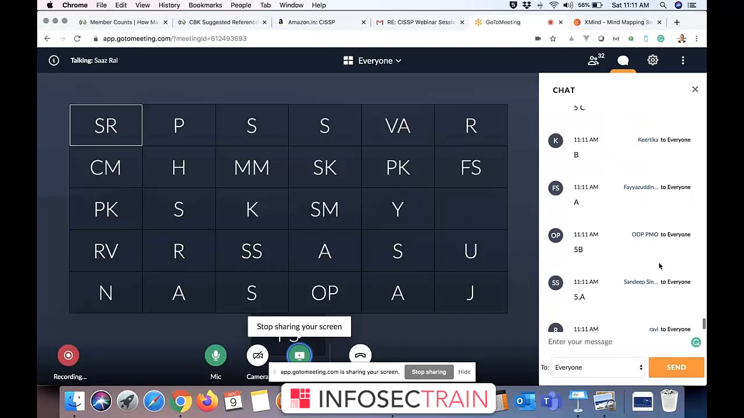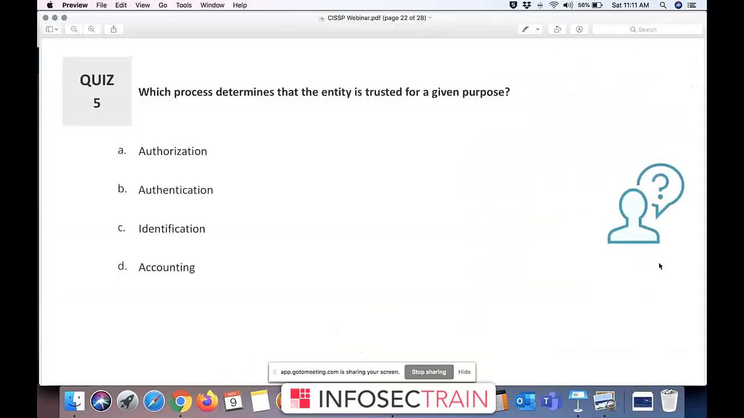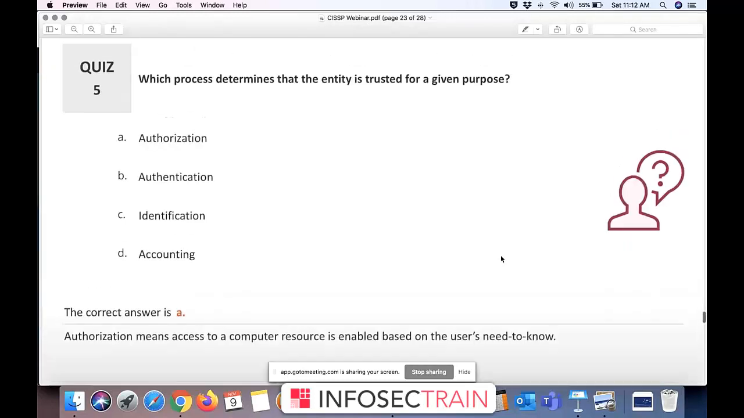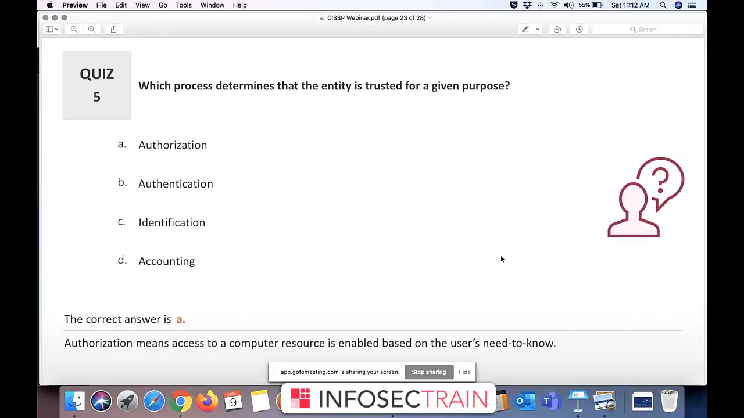Okay, so this was trying to ask which process determines that the entity, a person, is trusted for a given purpose. Can he be trusted to update the customer data? Can he be trusted to make this payment? So which process determines that? That is the authorization process. Trust is only about the authorization process. I hope that you understood this.